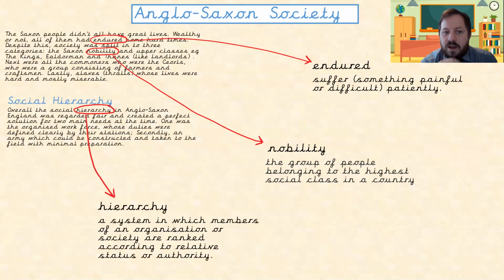And our next word is hierarchy, which is an interesting word. It's the system in which members of an organization or society are ranked according to their relative status of authority. So what hierarchy is, is that build-up of society, with your lowest level being the slaves, the next level up being commoners, then thanes, then ealdormen, and finally at the very top, your king. And it's called a hierarchy because there tends to be fewer people at the top than there are at the bottom. And so that hierarchy is where you sit on that level.